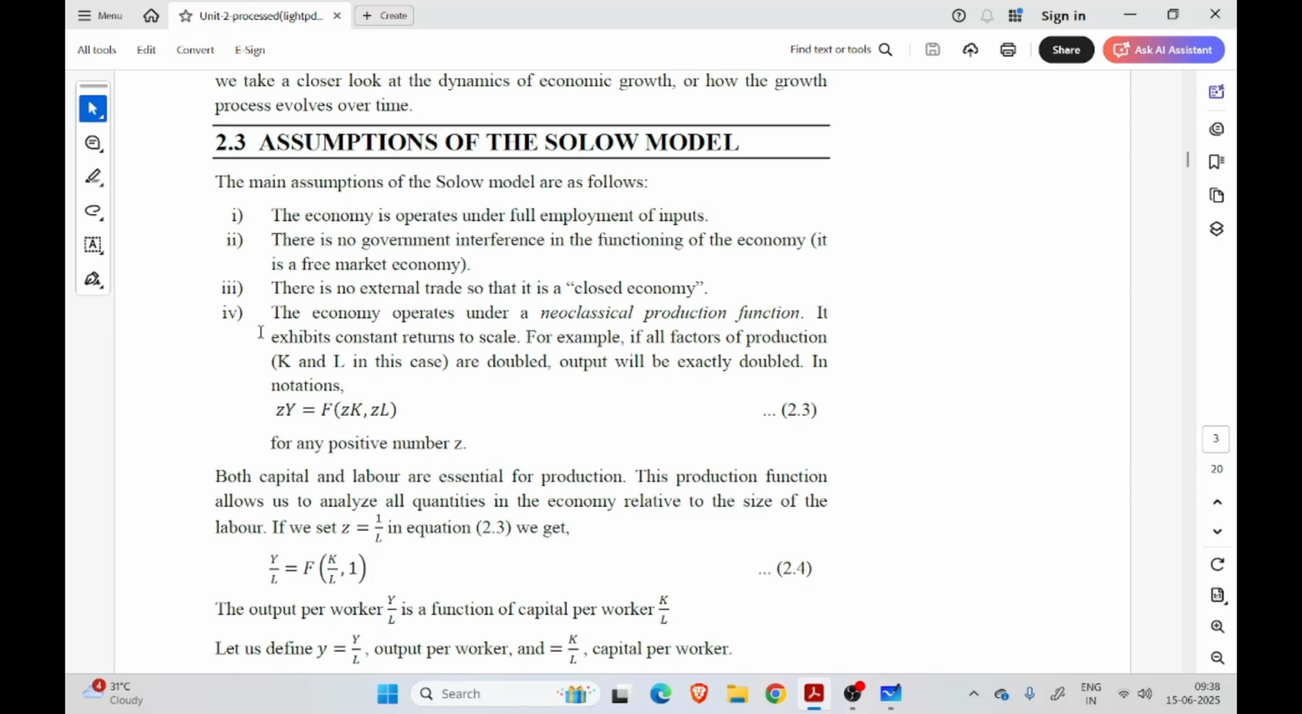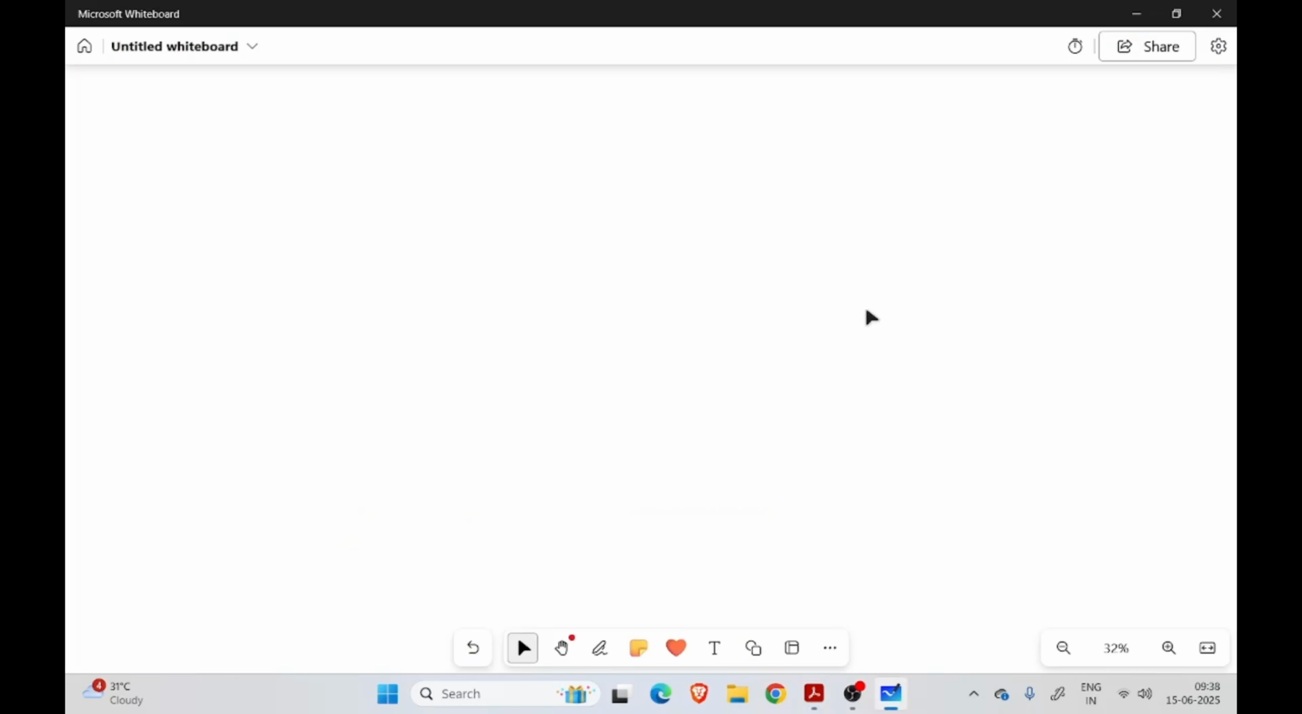The economy operates under a neoclassical production function. As we said, we showed you one of the examples of a neoclassical production function, which is the Cobb-Douglas production function. It can be many other things, but it has to exhibit constant returns to scale. So what is constant returns to scale? There can be three things: constant returns to scale, increasing returns to scale, and decreasing returns to scale.